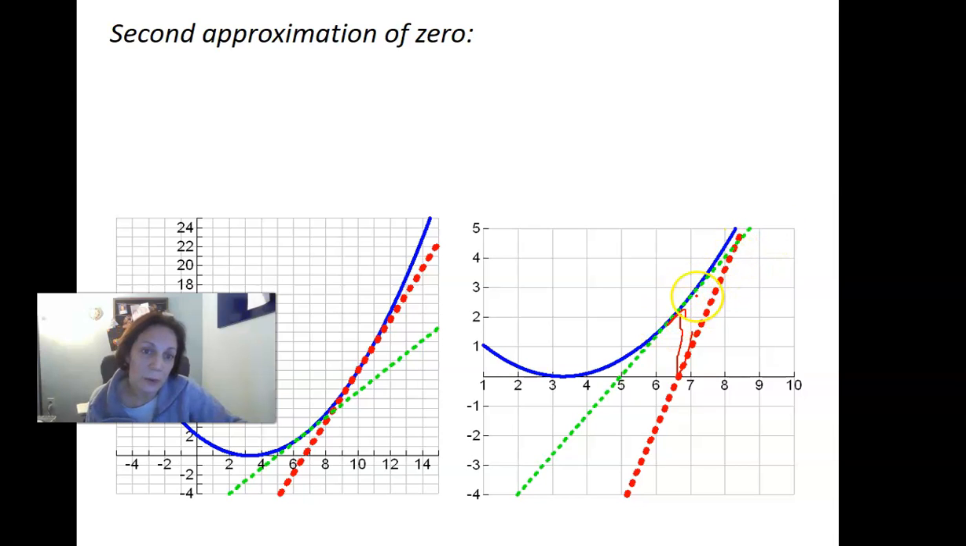Notice if I wrote the equation for this green line and I find its 0, it puts me even closer to where I want to be. So my red line's way out here. I do a second approximation, follow that line. Now I'm right around 5. And what we're going to do is keep doing this over and over and over again. We call them iterations.